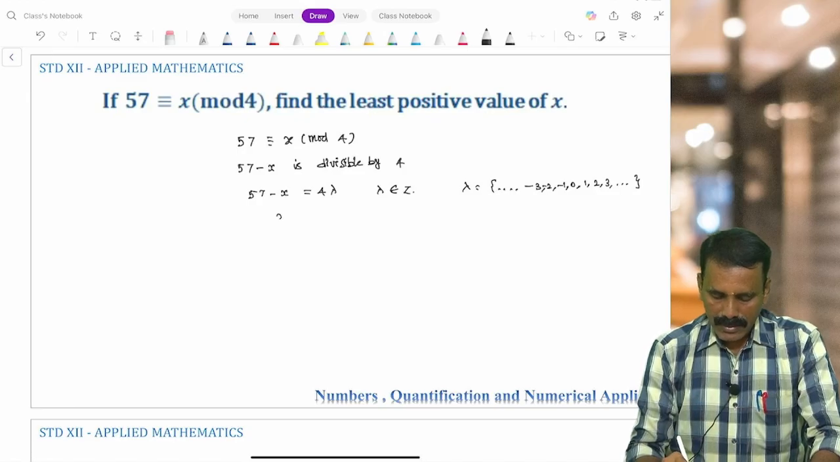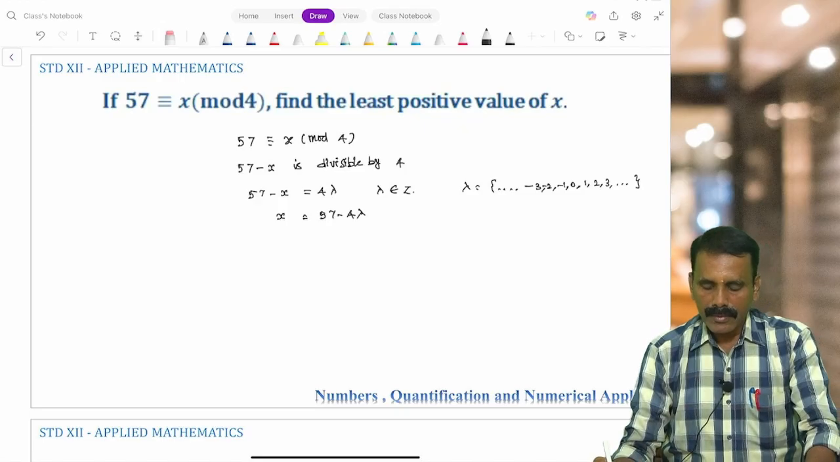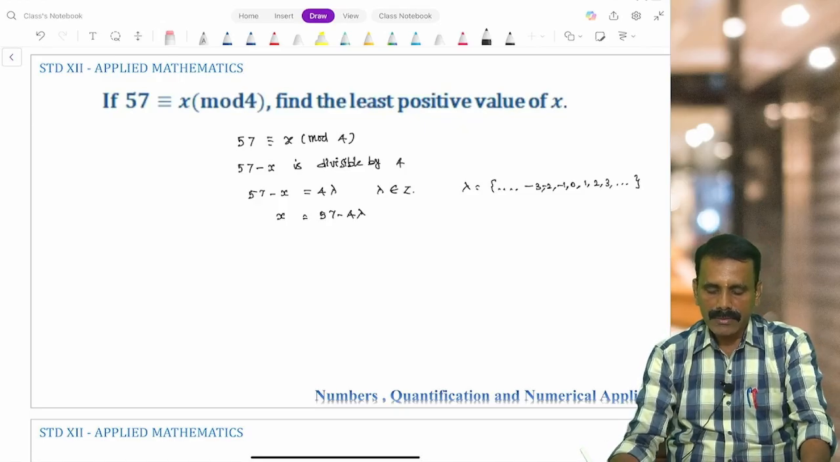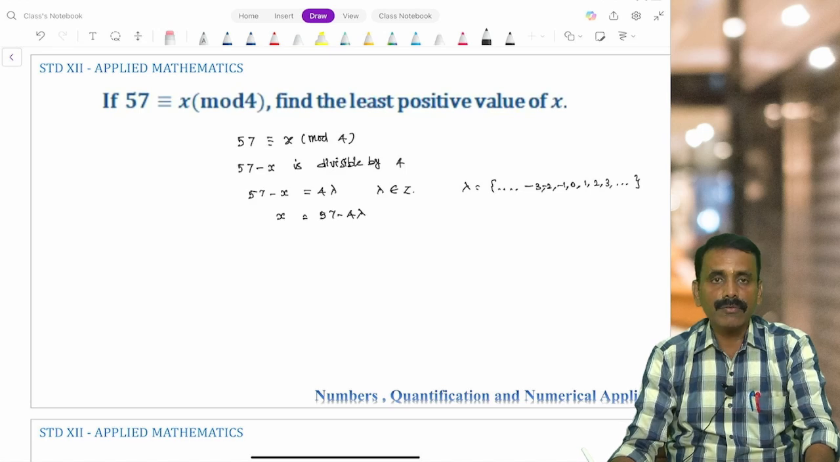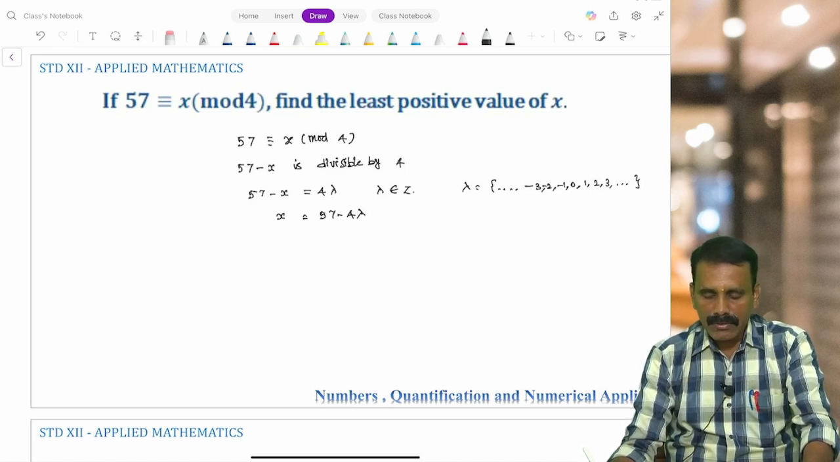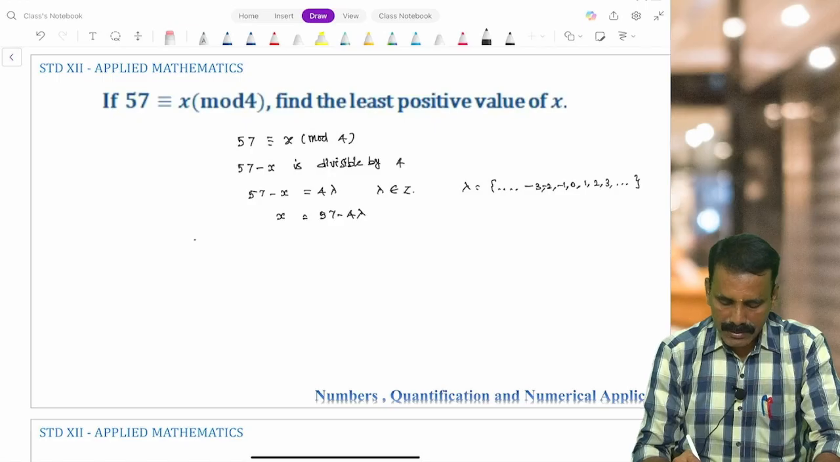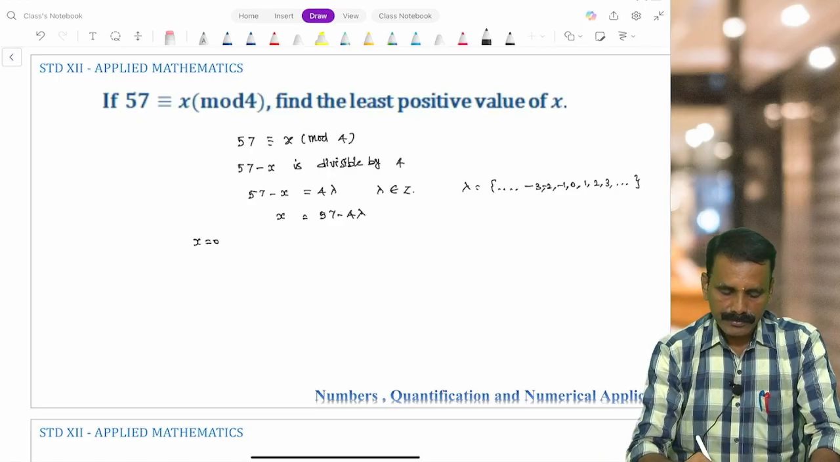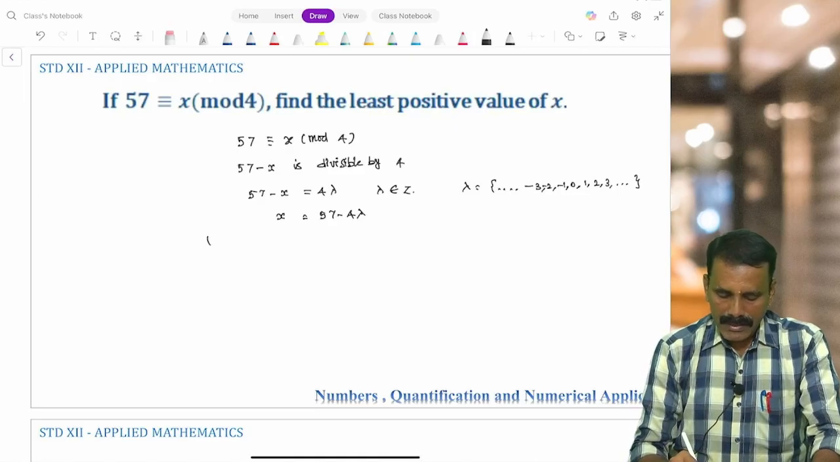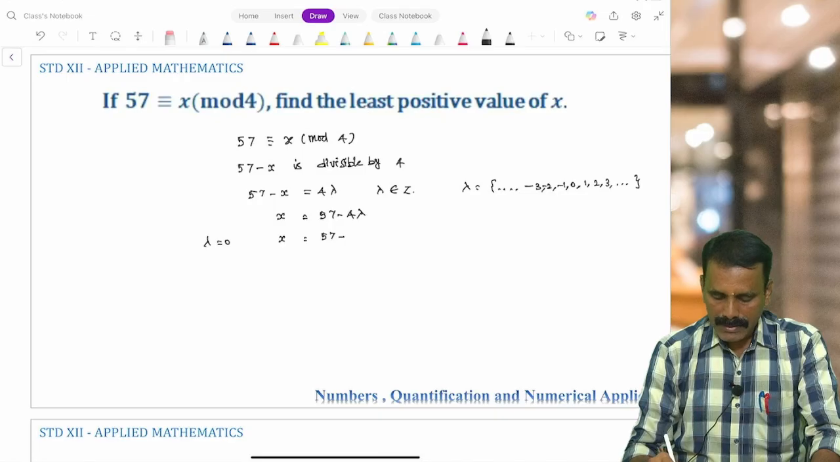So x will be equal to 57 minus 4 lambda. If you substitute lambda equal to 0, you will get the answer x equal to 57. We take lambda equal to 0. What will happen? x will be equal to 57 minus 0, that is equal to 57.